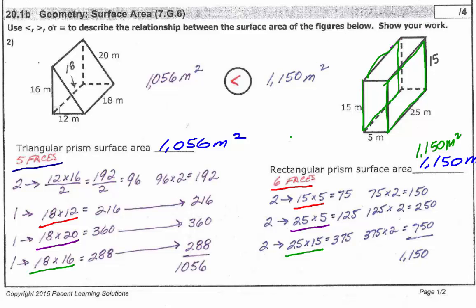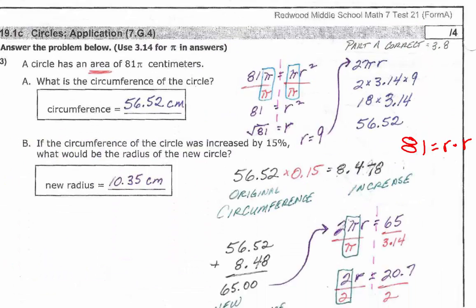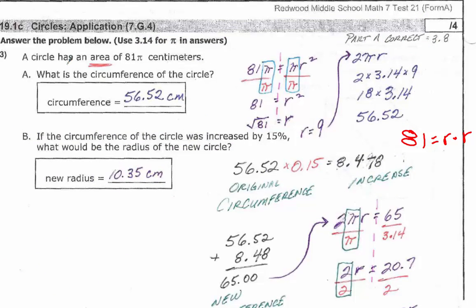All right, on to the back of the page. So here we go. They give us a circle. They tell us the area of that circle is 81 pi centimeters. Area, so here's the area formula right here, pi radius squared. And they want to know what the circumference is. And if they want to know what the circumference is, our question is, okay, what's the radius? Because you need a radius to find a circumference. You need a radius to find an area. So radius is the big thing in circles.